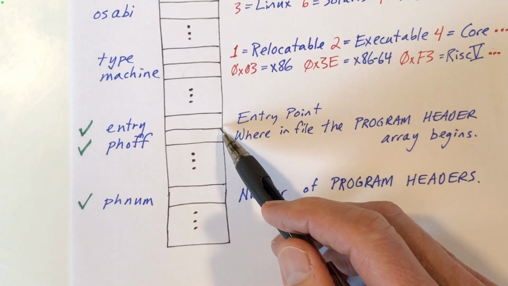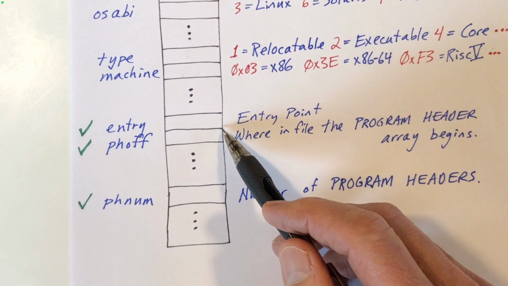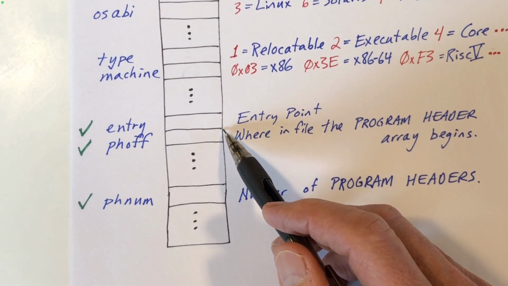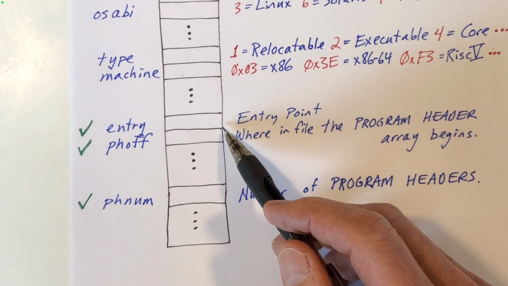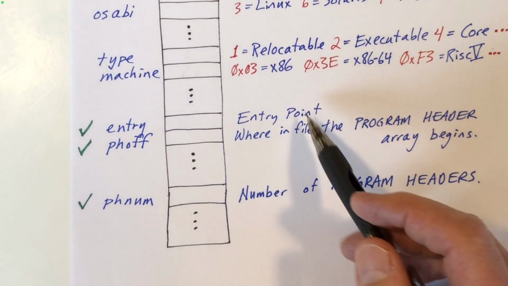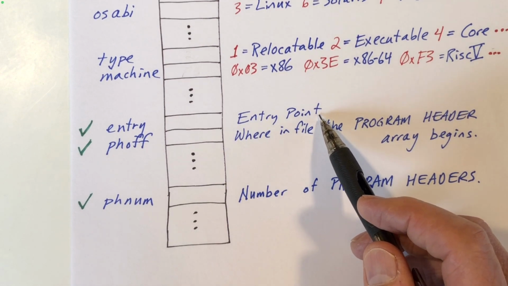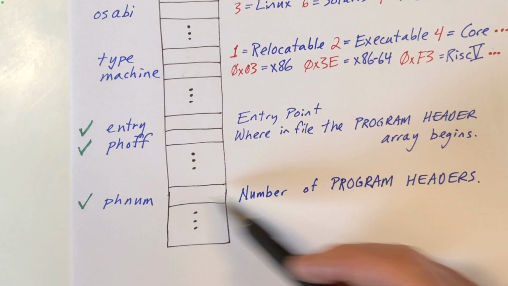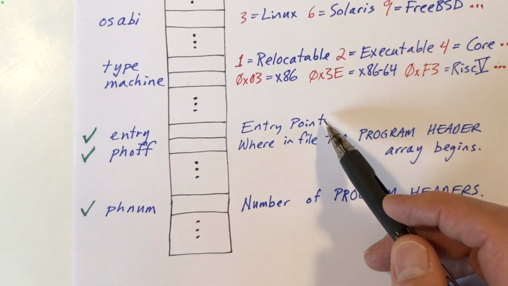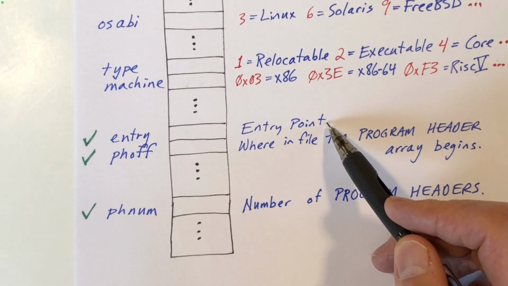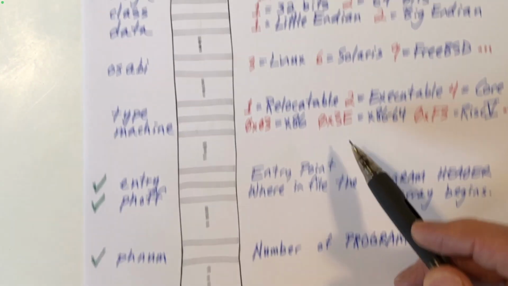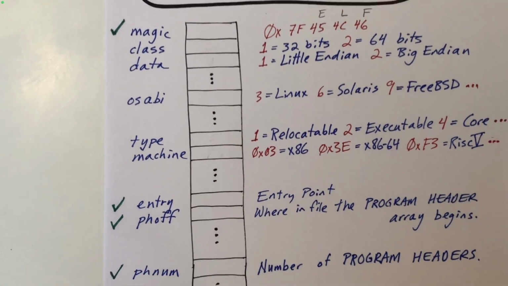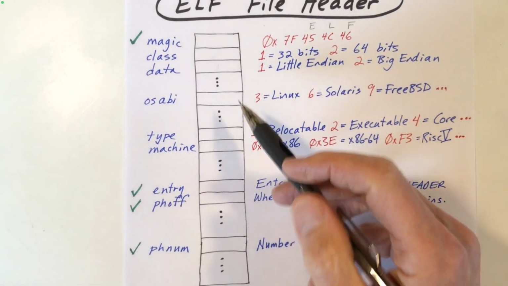This contains the address at which execution should begin. This might be the first byte of the main function, but typically there will also be some prologue code in the executable file. The prologue code will be the code that actually calls the main function. And so in that case, the entry point would be the address of the first byte of the prologue code. So after the kernel loads the executable into memory, it will then jump to the entry point and execution will then begin.